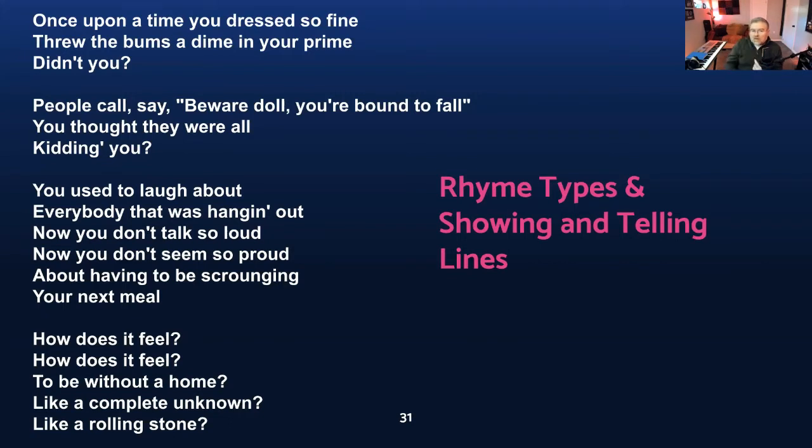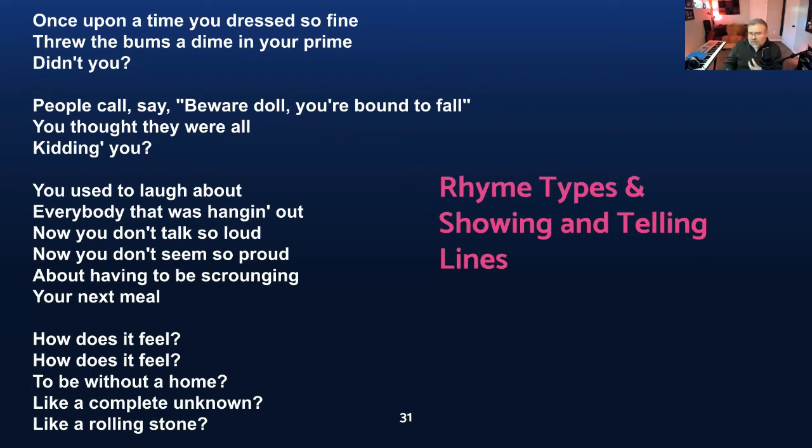So for instance, like this line here, "throwing a bum a dime in your prime," that's a showing line, right? Throwing a bum a dime in your prime, it's kind of insinuating this person is young or really in their best shape, so to speak. But then when you get to a line that's like "didn't you," you don't experience that through your senses. That would be a telling line, right? But look at this next line where it says, people call and say, beware, doll, you're bound to fall. People calling is showing, but what they're telling, that you're bound to fall, that's a little bit more telling because it's not something that you're necessarily experiencing.